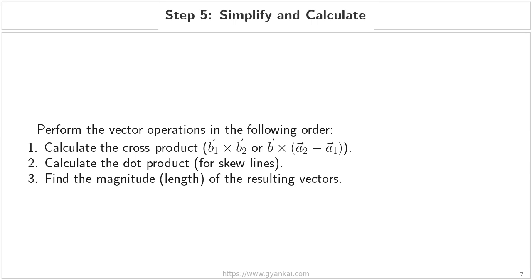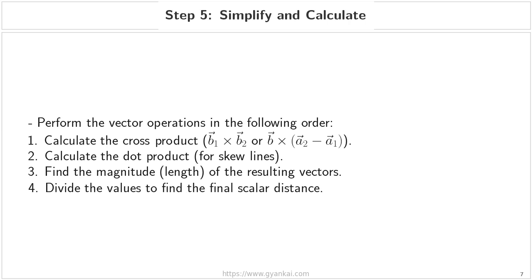Third, you need to find the magnitude, or the length, of the resulting vectors. Specifically, you'll be looking for the magnitude of the vector produced by that cross product. Finally, the last step is simple arithmetic. Divide the value you got from your dot product by the magnitude you just calculated. This will give you the final scalar distance. If you follow this sequence, cross product, then dot product, then magnitude, and finally division, you will maintain a clear logical flow. We are about to see this exact sequence put into practice in the next slide with a real-world example involving communication cables.